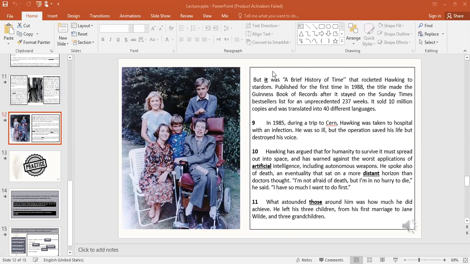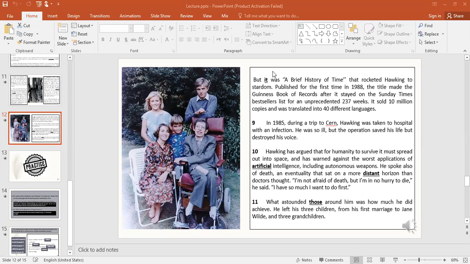Hawking argued that for humanity to survive, it must spread out into space, and has warned against the worst applications of artificial intelligence. Okay, so Stephen Hawking was famous for one idea, which is that he wants everybody to be very curious.